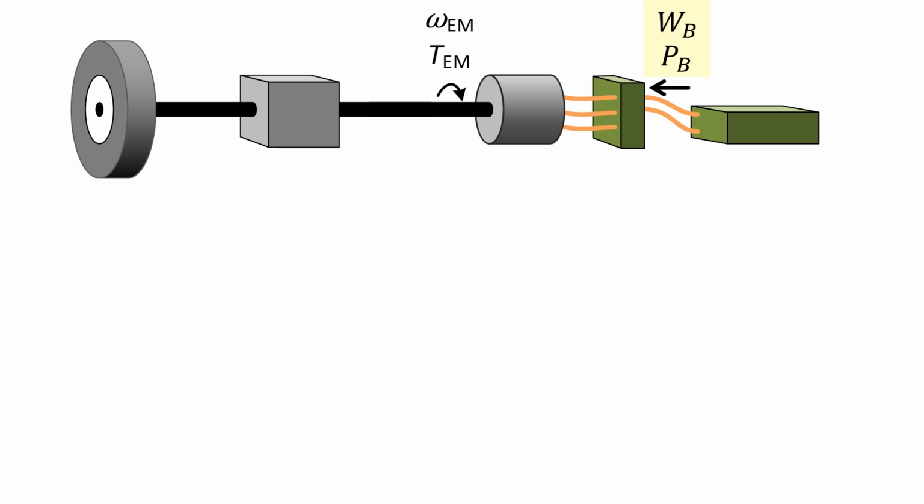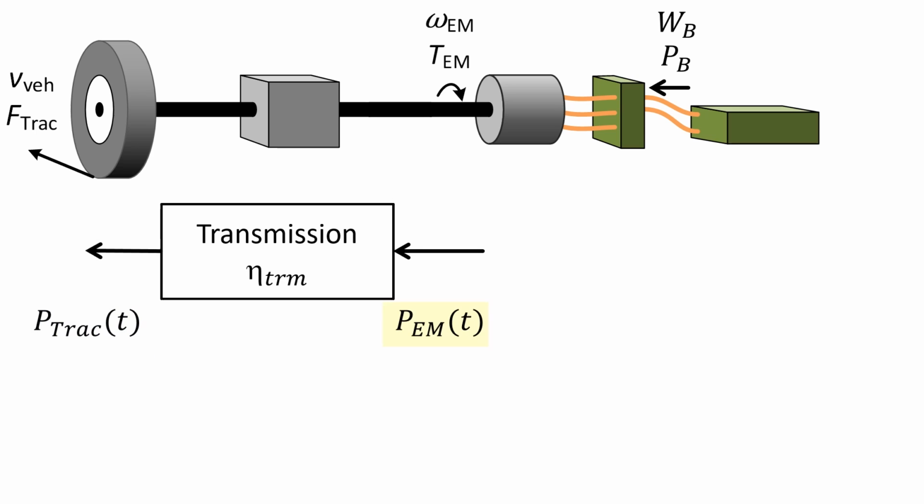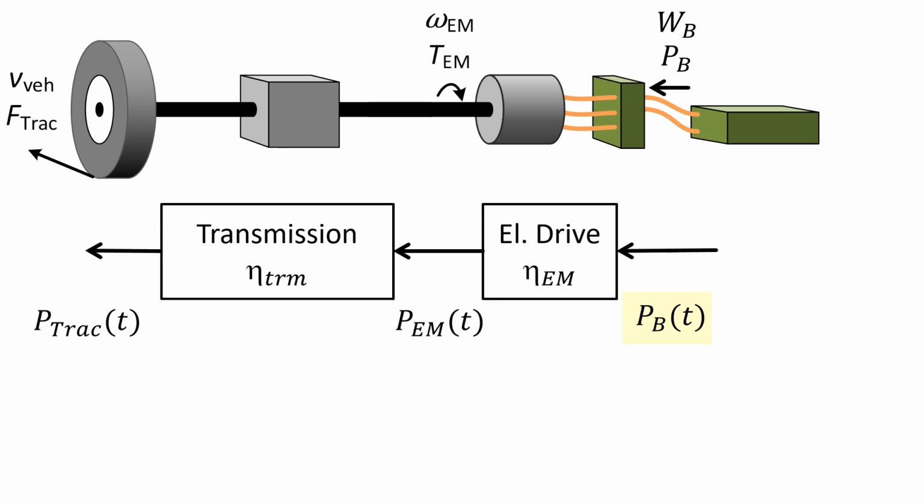So, we want to find out the battery power and the battery energy, PB and WB, drawn from the battery by the inverter. The requirements on the powertrain are expressed in traction force and vehicle speed. But how do we calculate the battery requirements from the powertrain requirements? We start with the traction power, which equals traction force times the vehicle speed. Once we know the traction power, the transmission efficiency is used to calculate the mechanical power from the electric motor. And using the electric drive efficiency, we can then calculate the battery power.